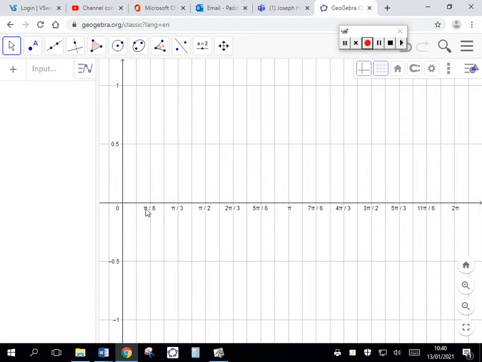Remember, pi over 6, that's just 180 degrees divided by 6. Pi radians, 180 degrees, 180 degrees divided by 6. That's 30 degrees. Okay? The next thing I'm going to do is define a slider.